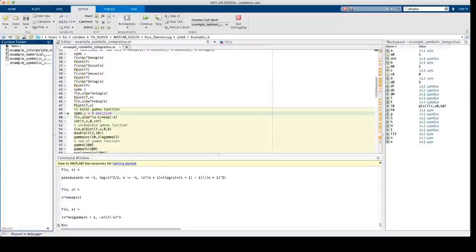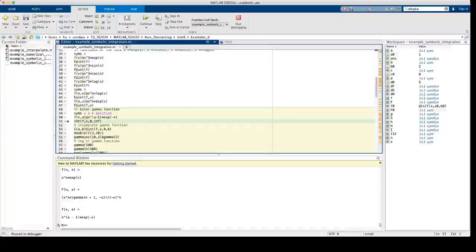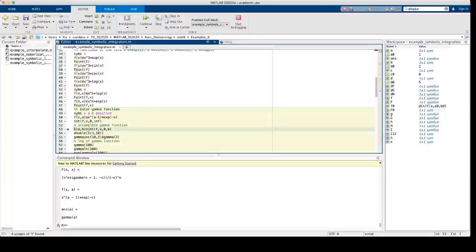Let us now assume that x, a, and b are positive symbolic variables, so they take only positive values on the real line. And let's define the function small f in this way. So f is x to the power of a minus 1 times the exponential of minus x. The definite integral of this function from 0 to infinity is the definition of Euler's gamma function. It depends on a and can be computed by gamma of a.